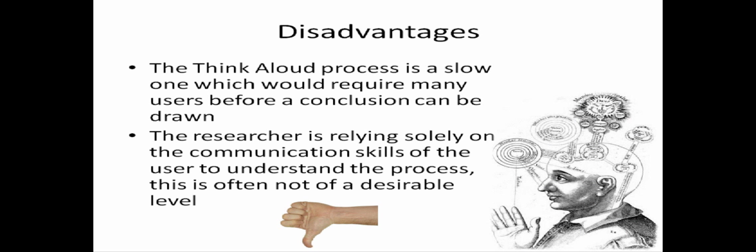The think aloud process is a slow one, which would require many users before a conclusion can be drawn. Sometimes it is hard to get the proper demographic for the trial, so many users are often needed to get an accurate result. The researcher is relying solely on the communication skills of the user to understand the process. This is often not at the desirable level.